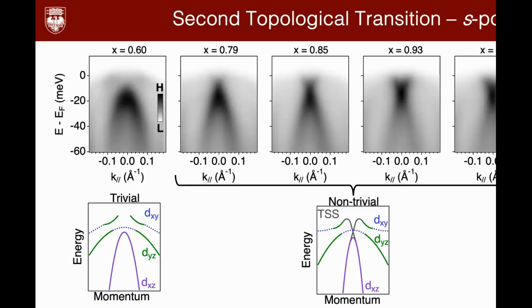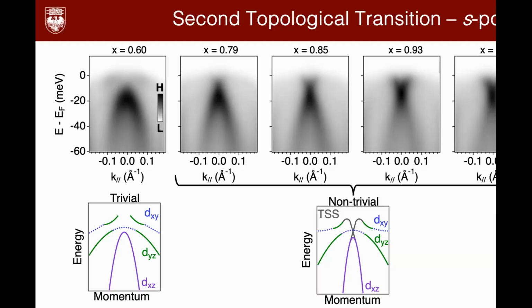The most interesting part is what happens if we systematically tune the strong correlation effect. This is done by just changing the stoichiometry. We just change the tellurium to selenium ratio. X here represents the tellurium content. X equal to 0 is iron selenide. X equal to 1 is iron telluride.